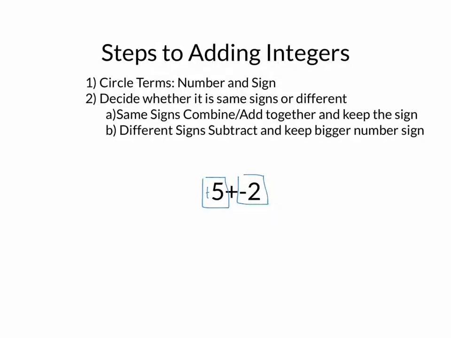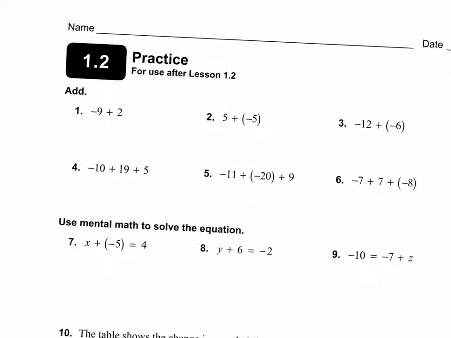Then your next step, you decide whether it is the same signs or different. So a positive 5 and -2, one's positive, one's negative, so we go to part B because they are different signs. When different signs, take the bigger number, 5, and subtract the smaller number. So 5 minus 2 is 3, and keep the bigger number's sign. The bigger number is 5, so I'm going to keep that positive, so my answer is just positive 3. Let's go ahead and step through a few of these.